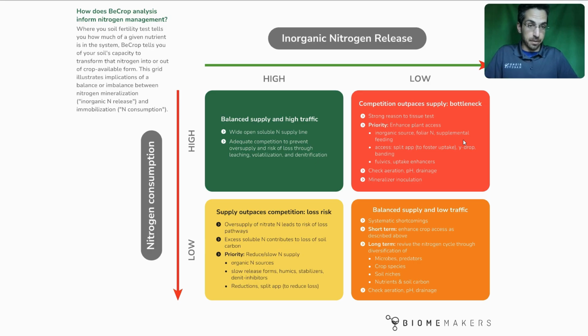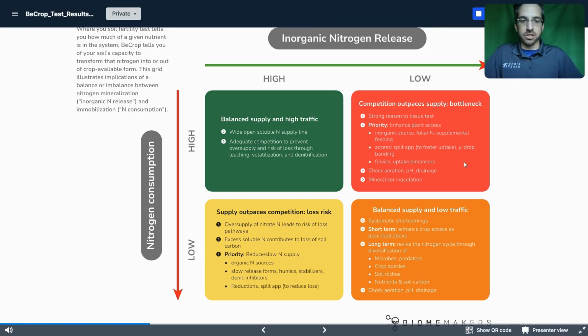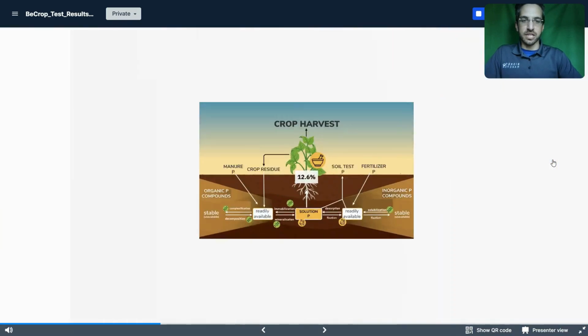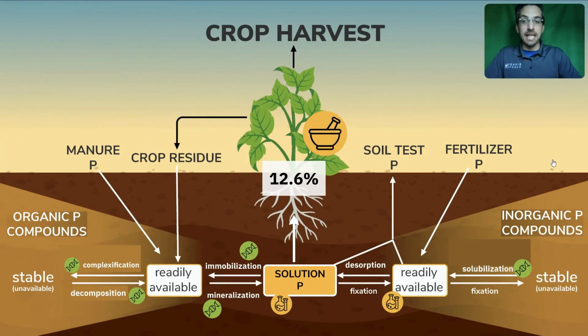I could split up my applications, for instance, wide drop or band it so it's more readily available to the crop. You can pause if you want to go over this in more detail. I will cover the other nutrients with less detail because if you've wrapped your head around the nitrogen piece, you are in good stead to be able to think critically and understand the others, which are a bit simpler.